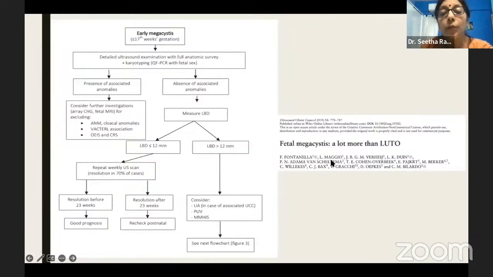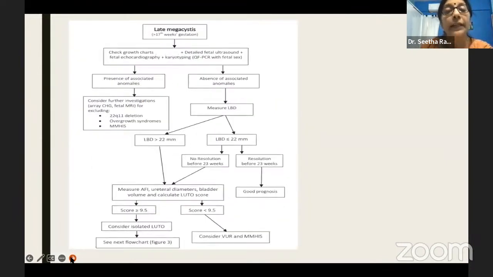Now, again, the Fontanella group has come up with this algorithm, which I've taken from their publication, where they have divided it into early and late. They have said that if you have an early megacystis, you do a detailed examination and do a QF-PCR, that is genetic testing. If there are associated anomalies, you decide accordingly. But if it is absent, if it is less than 12, you repeat the scan. If it resolves before 23 weeks, it is good. But if it doesn't, you have to follow them up. But if it's more, then you have to consider, and they have subsequently given that in their next chart.